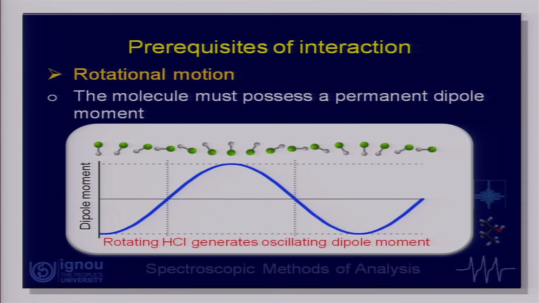So, what do we see? We see that as this molecule of HCl is rotating, the dipole moment keeps on changing, because when it was in this orientation, the dipole moment was somewhere here. The moment it rotates a little, about say 30 degrees or so, this is the dipole moment. It comes like this. So at this orientation, it is somewhere here, and so on and so forth. As this molecule of HCl rotates, it generates an oscillatory dipole moment.